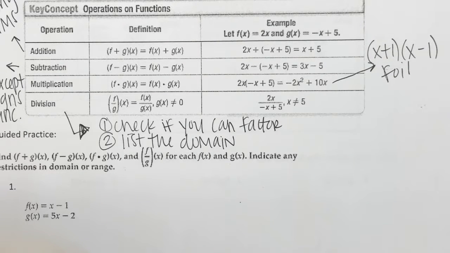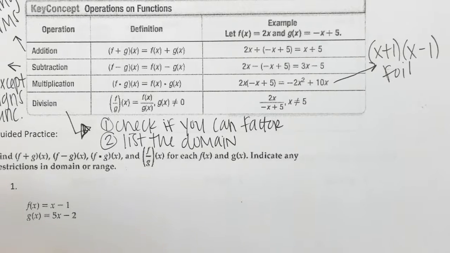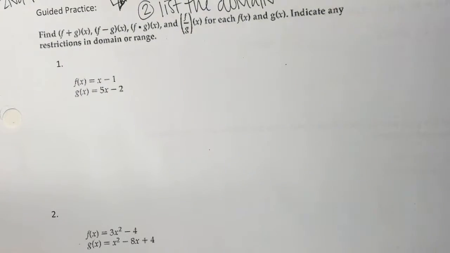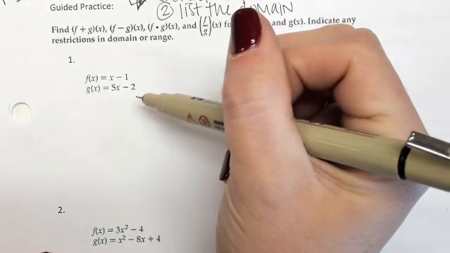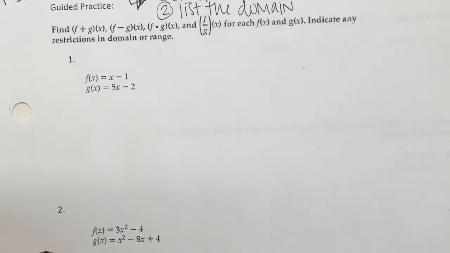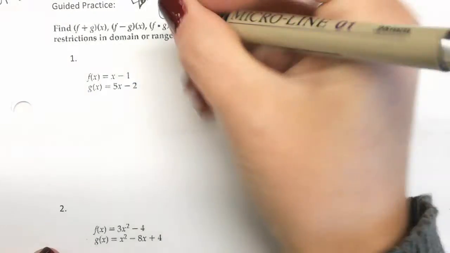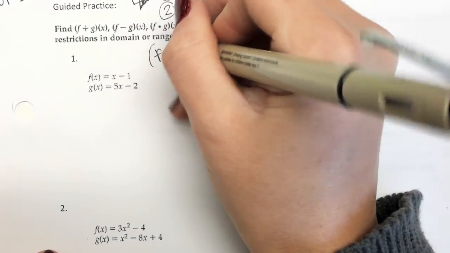Alright, I think we're ready to get started. So on number 1 and 2, and for your homework, all we're doing today is they'll give you two functions, like f of x, g of x. We're going to add them, subtract them, multiply, and divide them. That's all. Alright, so we'll start with adding, the easiest ones.